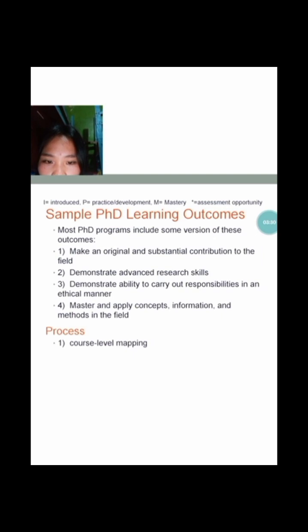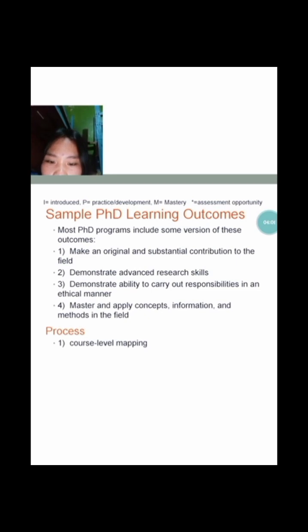Next, these are the sample of PhD learning outcomes. Most PhD programs include some version of these outcomes. 1. Make an original and substantial contribution to the field. 2. Demonstrate advanced research skills. 3. Demonstrate ability to carry out responsibilities in an ethical manner. Number 4, last, master and apply concepts, information, and methods in the field.